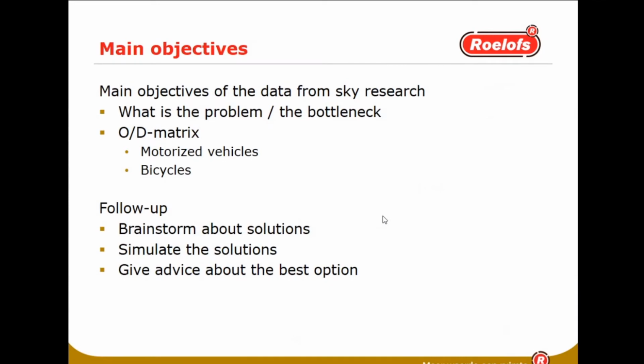Well, the main objectives were about what the problem is, where it exists, and where the bottlenecks are going to be, because there are a lot of problems with the traffic flow at the moment. So we provided them with a complete origin-destination matrix for motorized vehicles, but also for cyclists and bicycles. The latter is very difficult when you're using traditional ways. So this was needed not only for motorized vehicles, but also for cyclists.